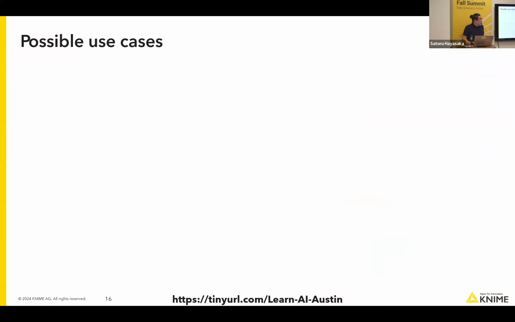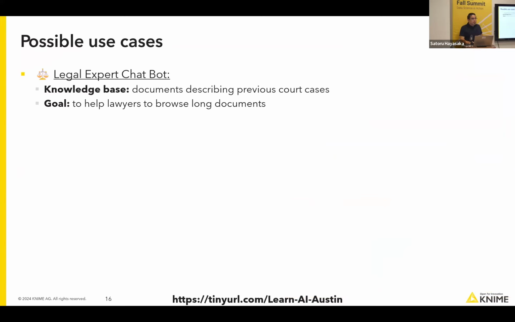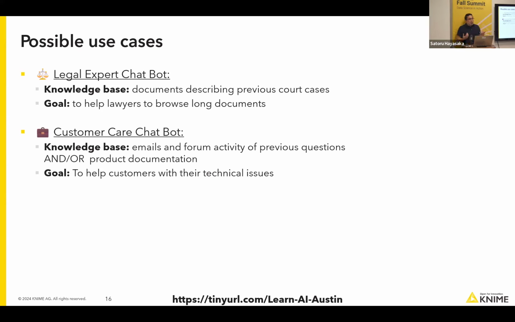So there are different possible use cases of these techniques. One example is a legal expert chatbot. The knowledge base that we can provide here is legal documents describing previous court cases, so that lawyers do not have to browse a large volume of documents of previous cases to get the information they're looking for. And a customer care chatbot. In this case, the knowledge base can be emails and forum activities of previous questions or product documentation that different companies have. And the goal here is to help customers with their technical issues. They'll be able to basically answer the questions using a chatbot.